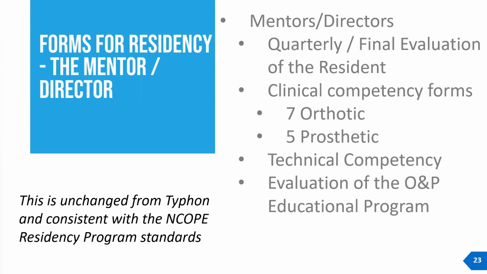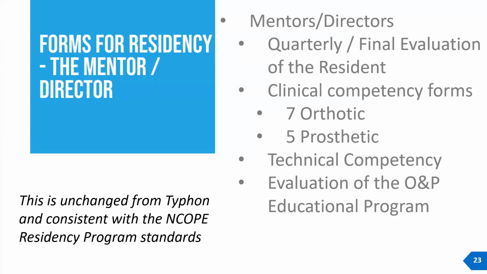So mentors and directors are going to fill out quarterly evaluations of the resident, as well as the final evaluation of the resident, if you are the director. So the residency director is the only person that can fill out the final eval. So if you're a resident and your mentor goes, I can't see the form, odds are they either aren't the director or they don't have the director permission set up in Encode Tracker because they didn't say they were a director. On that note, there's also your competency forms.